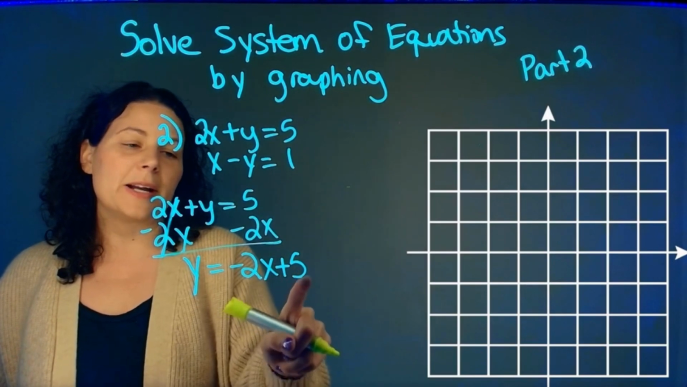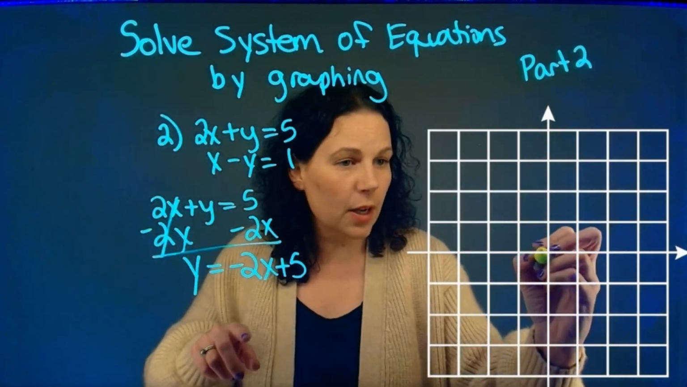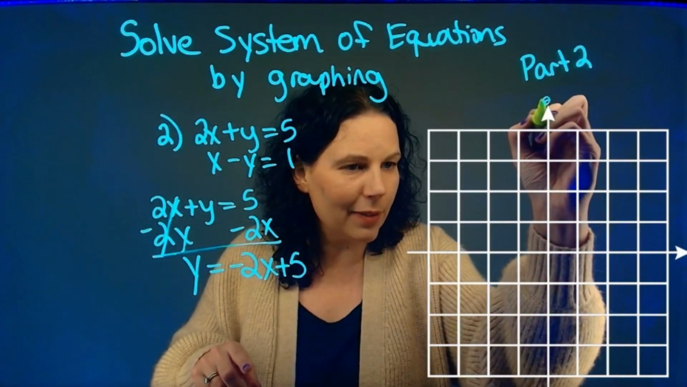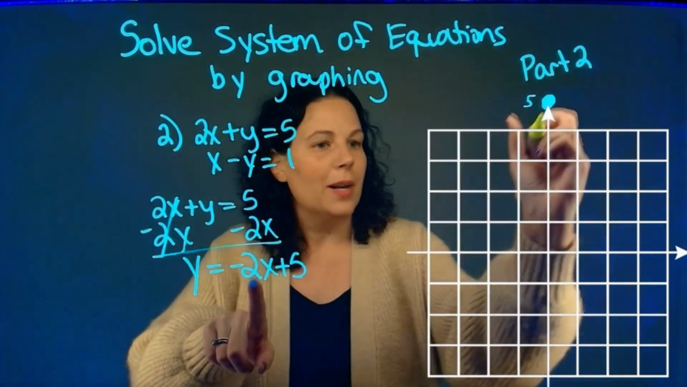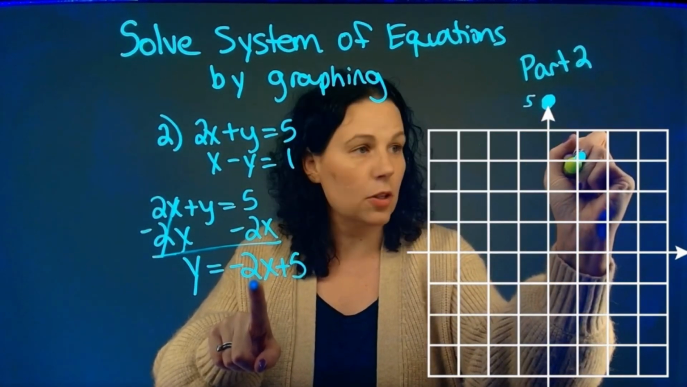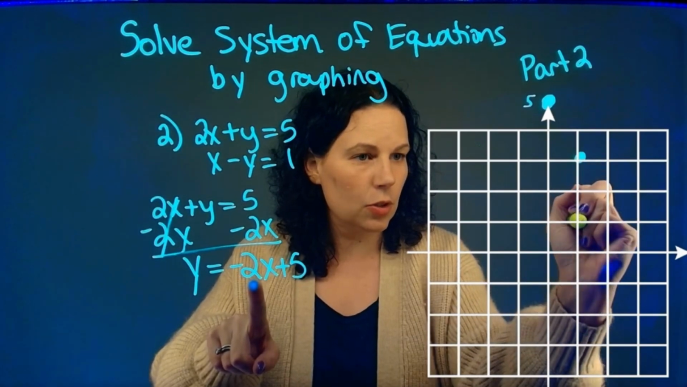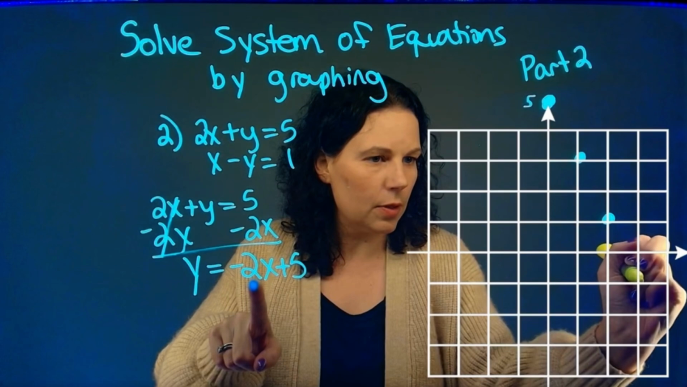Ooh, this is going to be tricky because my graph paper doesn't go up to 5. I really hope I can get it to work. So we're going to go up to 5, which we know is about right there. That's up here at 5. And then we're going to go down 2 and over 1. Negative slope, so we go down 2 and over 1 to the right. Down 2 and over 1 to the right.